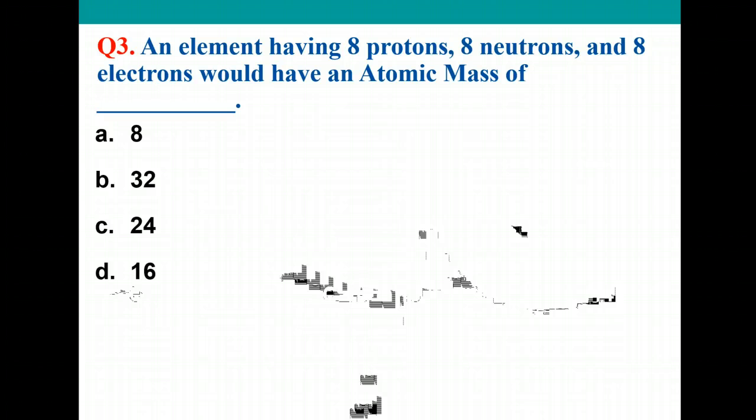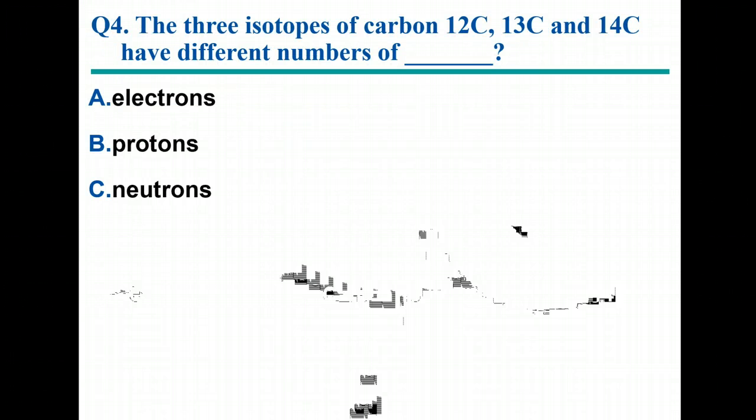Next question. An element having 8 protons, 8 neutrons, and 8 electrons would have an atomic mass of. Choose the correct answer. Question 4. The 3 isotopes of carbon, carbon 12, carbon 13, and carbon 14, have different numbers of. Choose the correct answer.